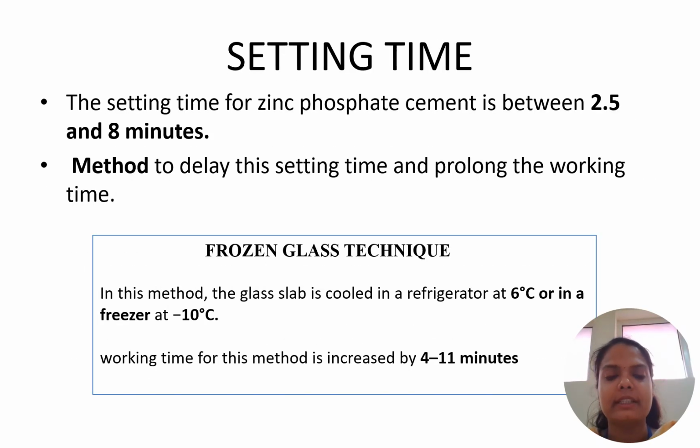Setting time. The setting time for zinc phosphate cement is between 2.5 to 8 minutes. A method to delay the setting time and prolong the working time is the frozen glass technique. The frozen glass technique is the most commonly used technique to delay the setting time, and it is done by cooling the glass slab in a refrigerator at 6 degrees Celsius or in a freezer at minus 10 degrees Celsius. Working time with this method is increased by 4 to 11 minutes.